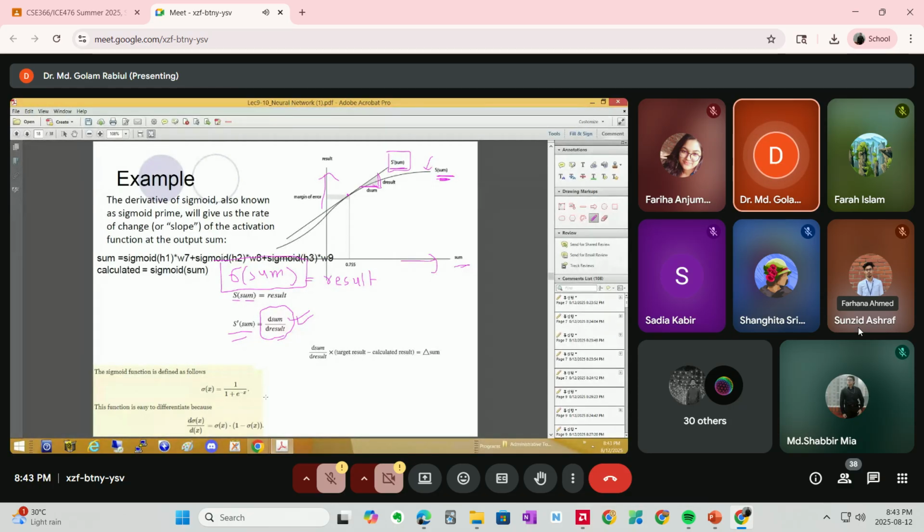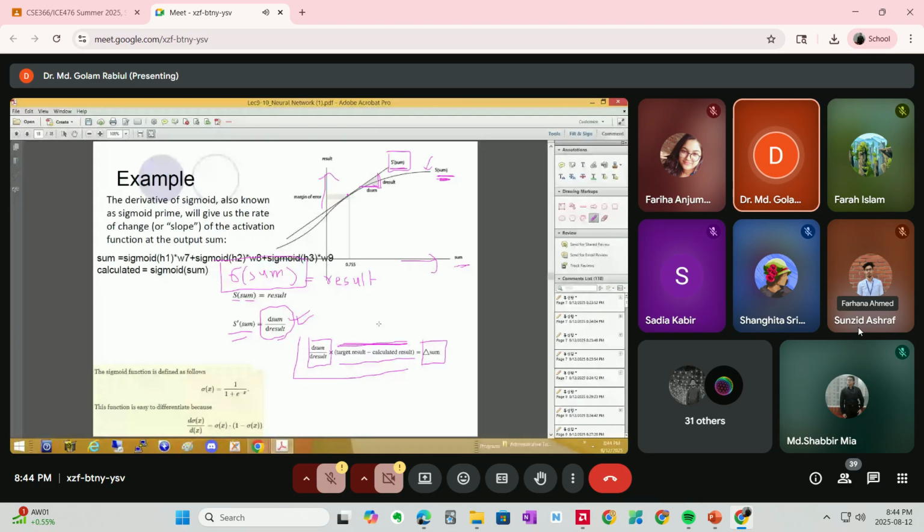So now d sum by d result, then how much it will change our error. The error is target results minus calculated results. Then we can see d sum by d result, that rate of change times our error. So usually we call this a delta sum. Okay, delta sum or delta output sum, the rate of change of our output sum.